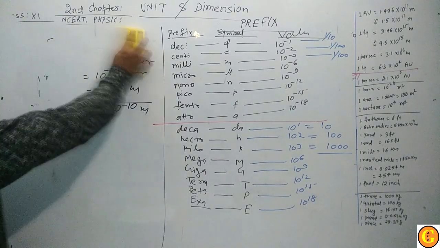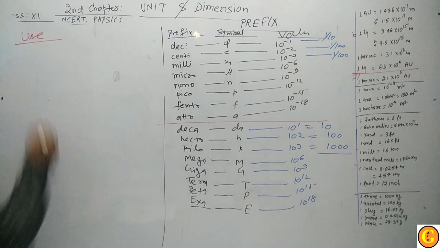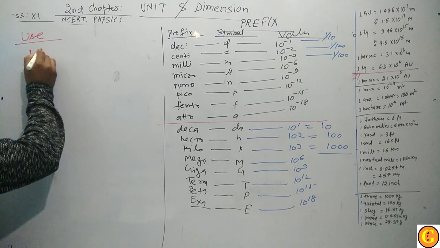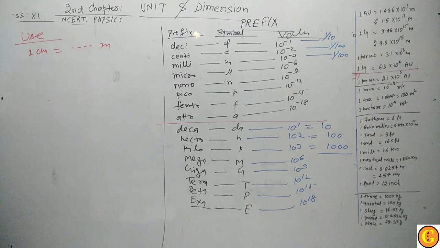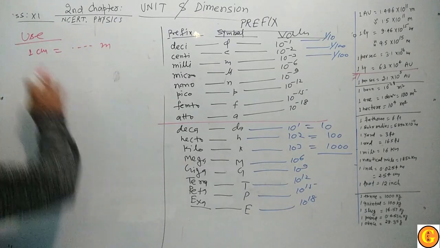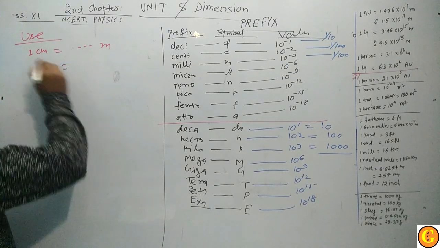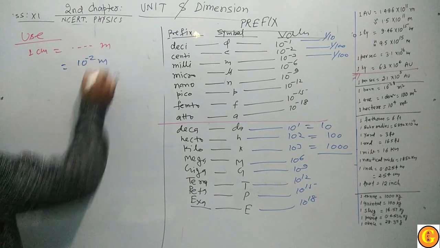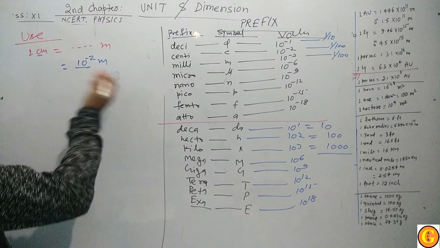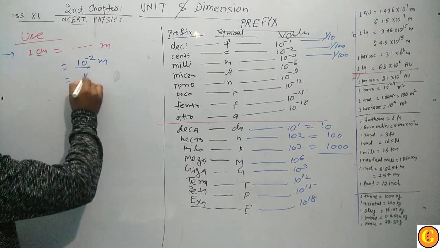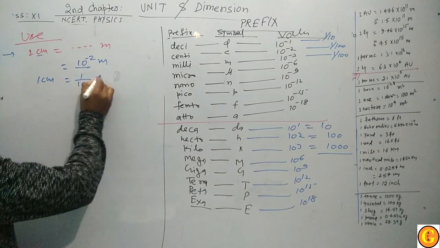Now, use of this prefix. Suppose someone asks the question, how many meters are in 1 centimeter? Then how do you find it? Centi is the prefix. Centi means 10 to the power minus 2 meter. So 1 centimeter is equal to 1 by 100 meter.